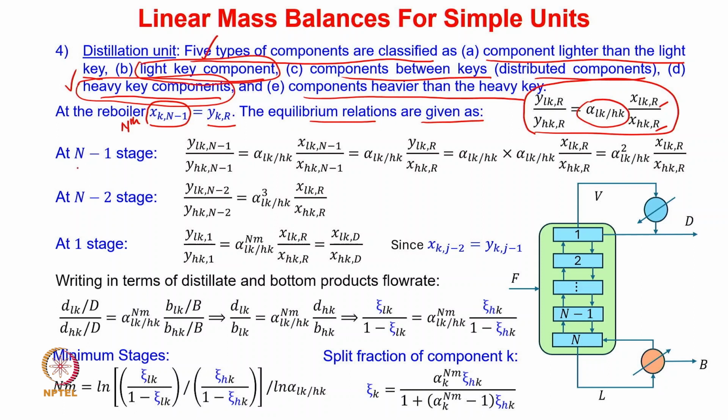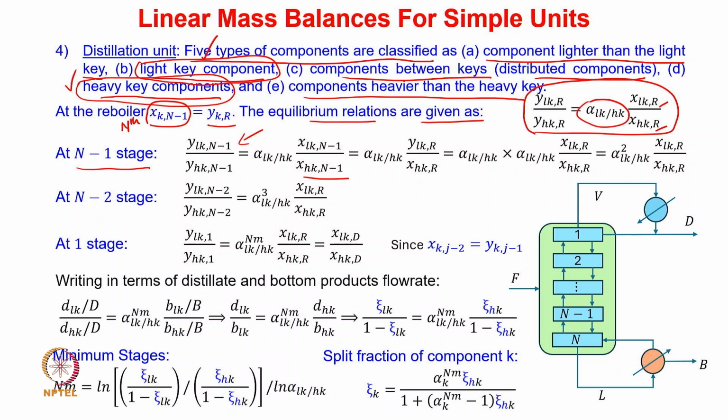Now this is at the nth stage. Now what will be at n minus 1 stage? At n minus 1 stage this same equation we can represent in the n minus 1 stage, which can be written as ylk n minus 1 divided by yhk n minus 1. This is nothing but the ratio of the mole fractions of the light key component and the heavy key component in the vapor phase, and that is represented as alpha Lk Hk into x Lk n minus 1 divided by x Hk n minus 1. Okay, so this is what we have written.